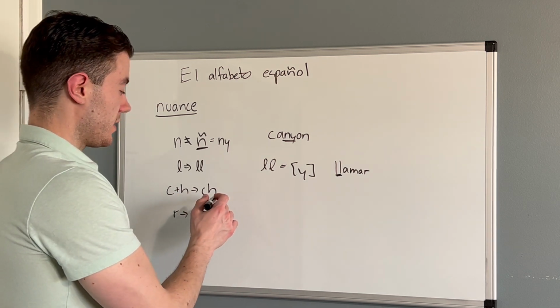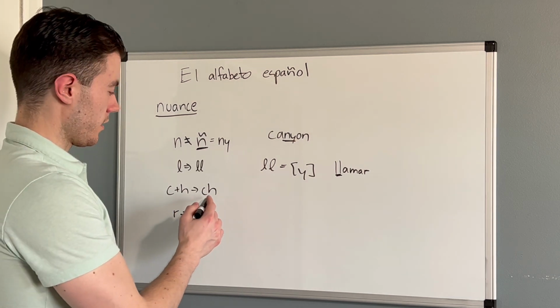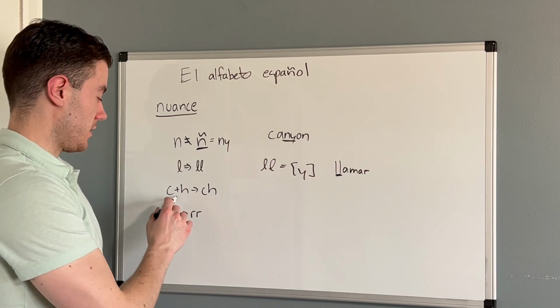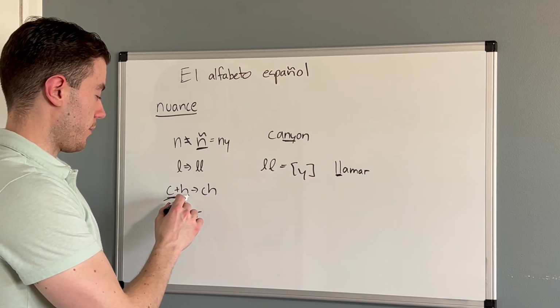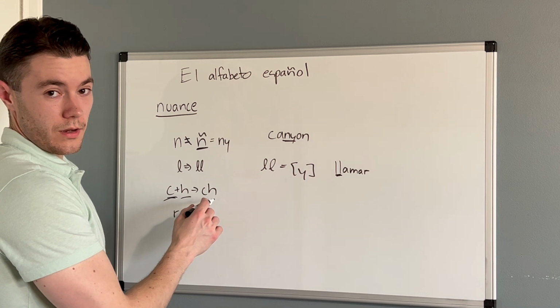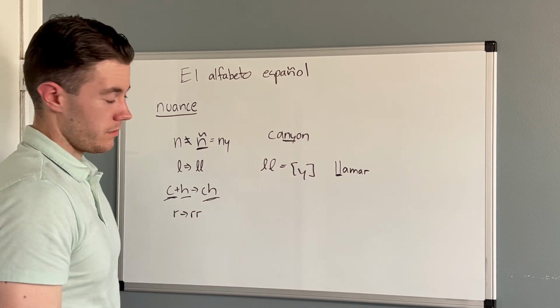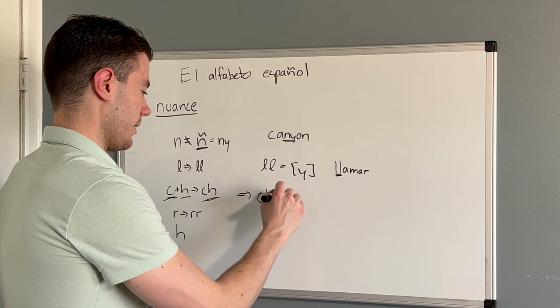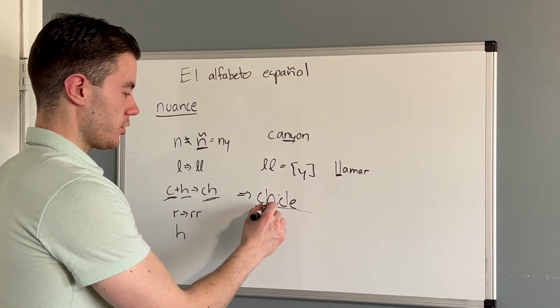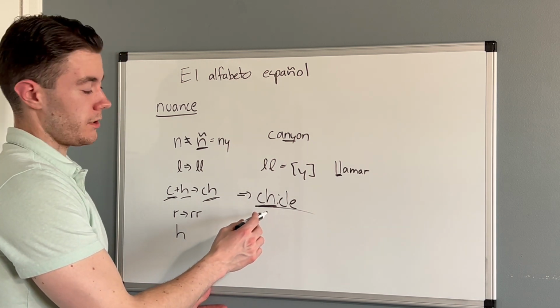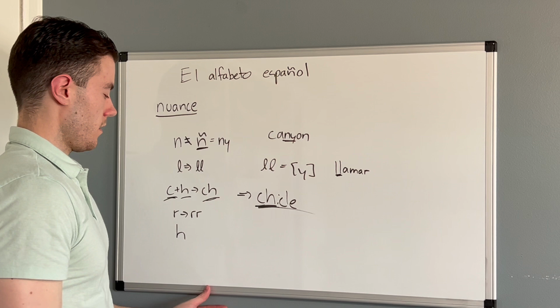We have the CH combination of letters in English, which makes the ch sound. Same thing in Spanish. C plus H makes the ch sound, like chicle. Chicle means gum. Chicle. C and H. Chicle.